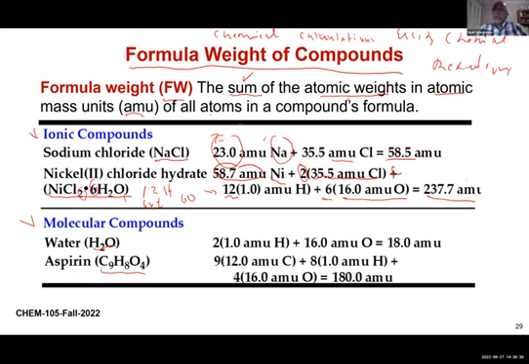Like I said before, it is also grams per mole. I'm going to define that in a minute. In a molecular compound where there are no ions, formula mass, these are both formula masses, formula weight. It could be called formula weight for ionic compounds and molecular compounds. But sometimes we call it molecular weight.